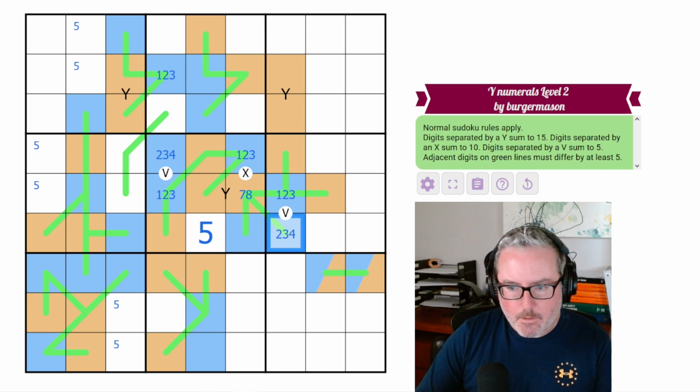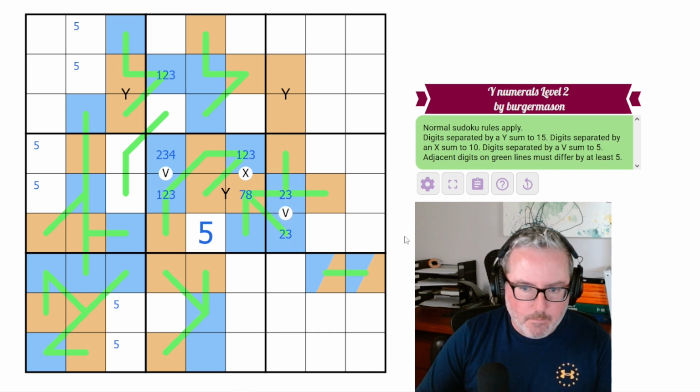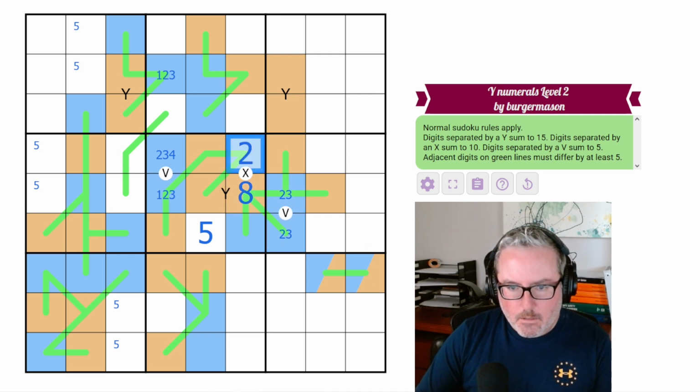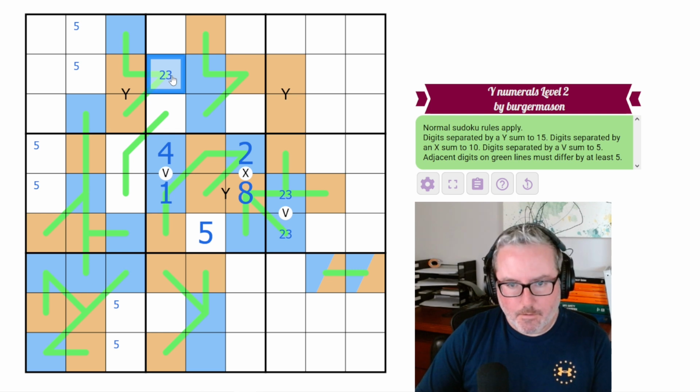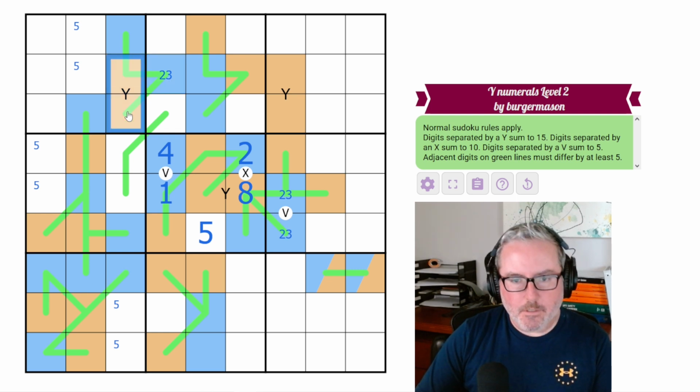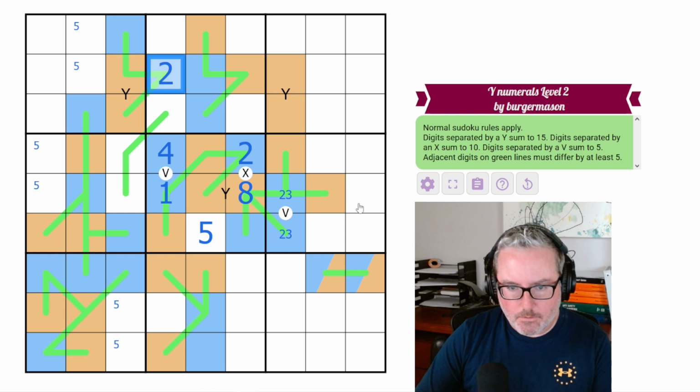And this can't be a 4, so this is actually a 2-3 pair. If this is a 2-3 pair, this is an 8. Okay. So that kind of cleared some things up. And if this is a 2 or a 3, it can't be a 3 because it would force this to be an 8 and a 9, so this has to be a 2.